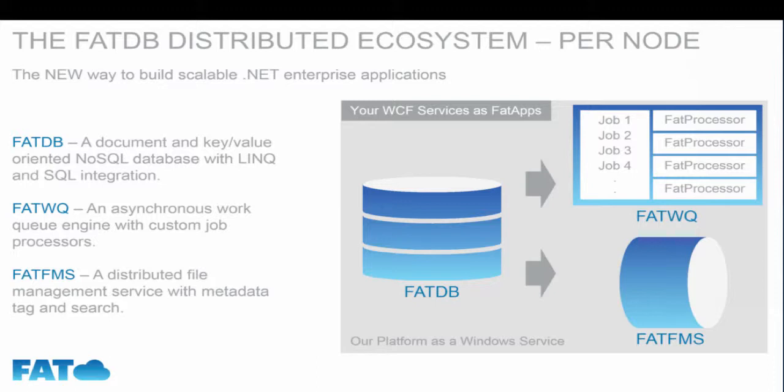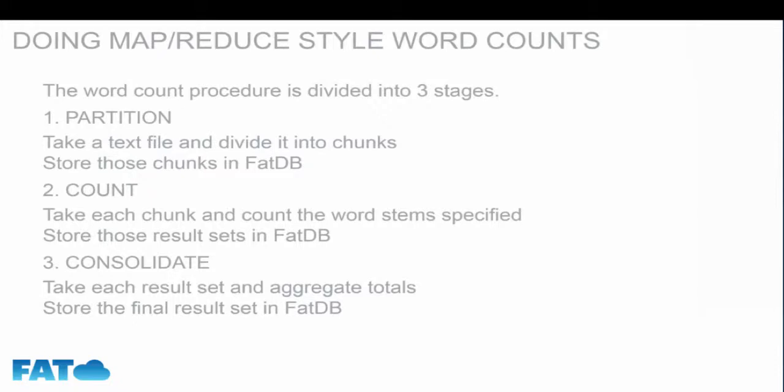So let's talk about why we're here. How would we go about doing a MapReduce type word count? Well, the basic task that we want to accomplish with a word count is to take an input text file, divide it into chunks, store those chunks into FatDB, take each of those chunks in parallel, and count the word stems that we wish to count.